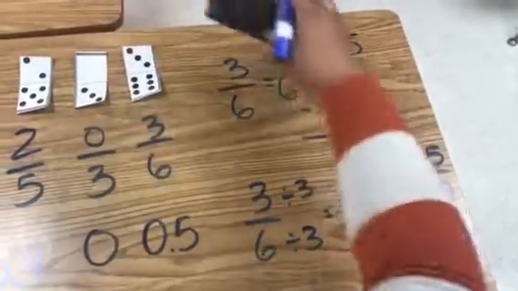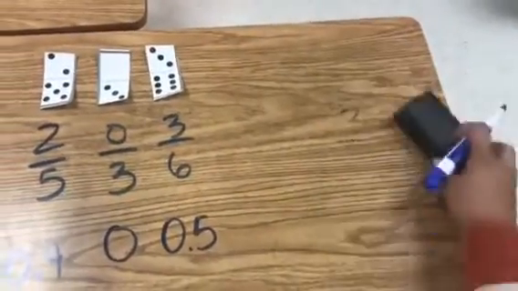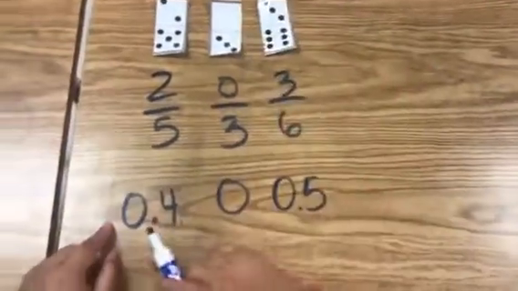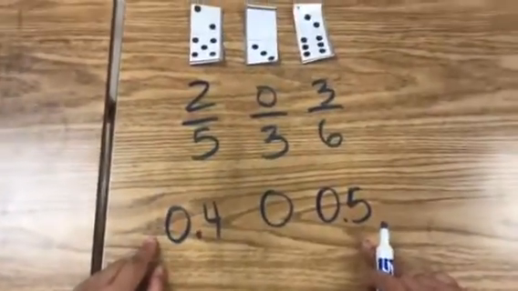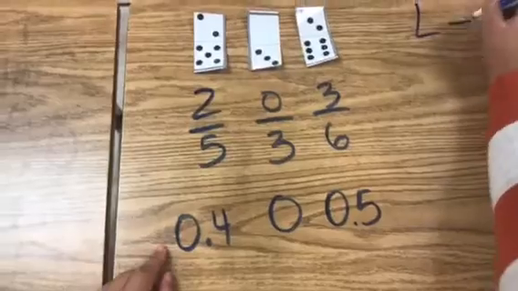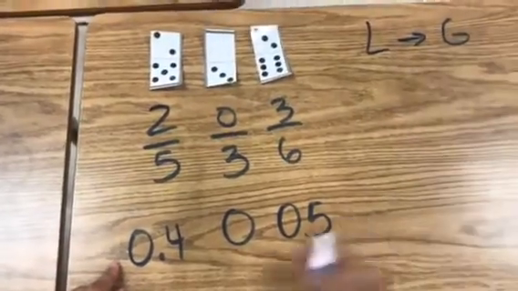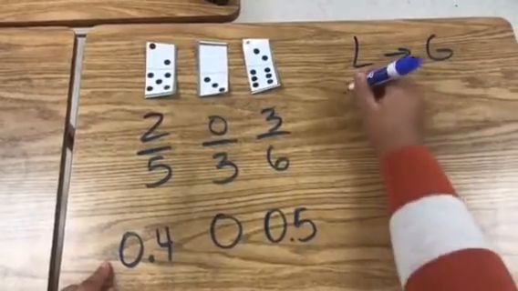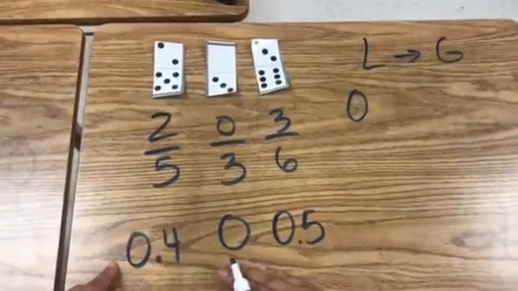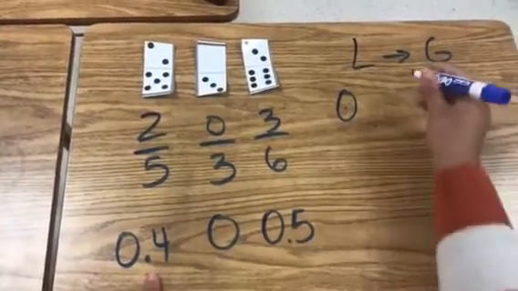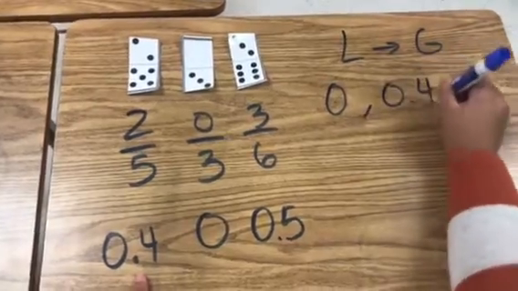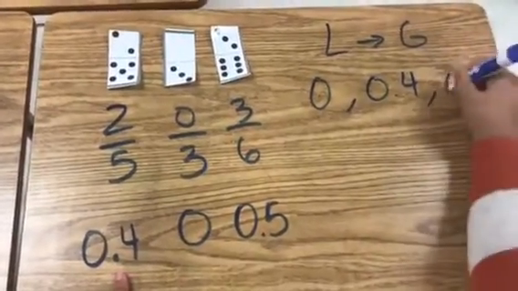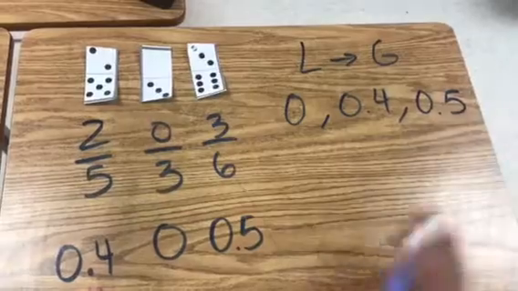So then from here, we take a look at our 3 decimal values. So let's go ahead and order from least to greatest. The smallest number we have is 0. Then we have 0.4. And finally, 0.5. And there you have it.